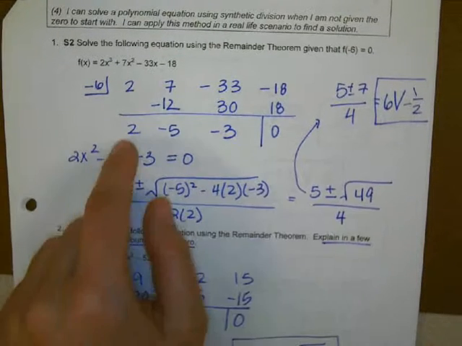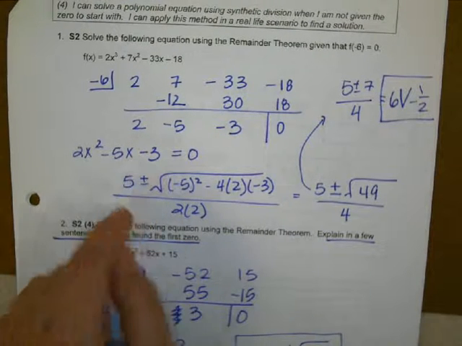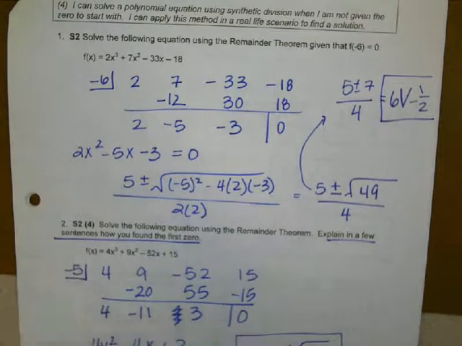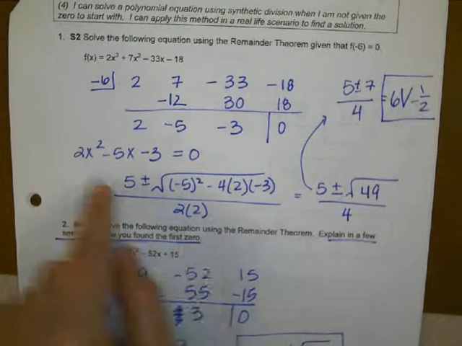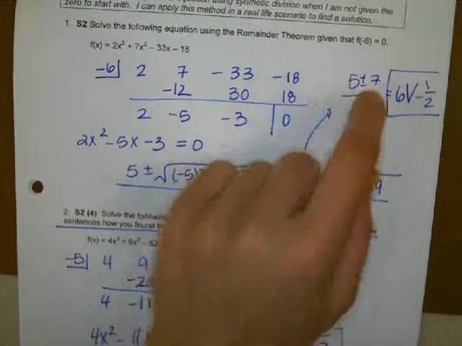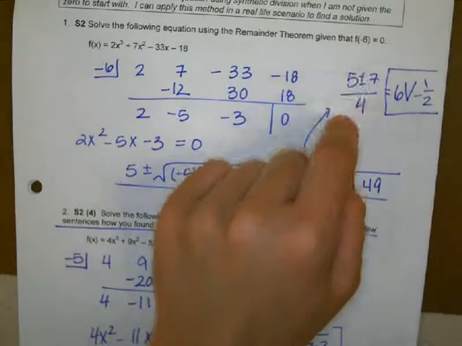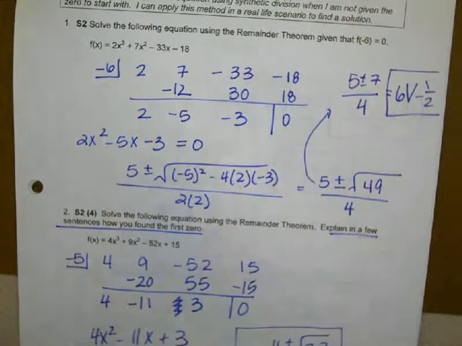Then you rewrite your depressed polynomial. And then, in this case, you could factor this one. But I use the quadratic formula. So I use the quadratic formula, got this. Notice, hey, I have a square root. Got 7. And then I added 5 plus 7 divided by 4 to get 6. 5 minus 7 divided by 4 to get negative 1/2. So those should be my two answers there.